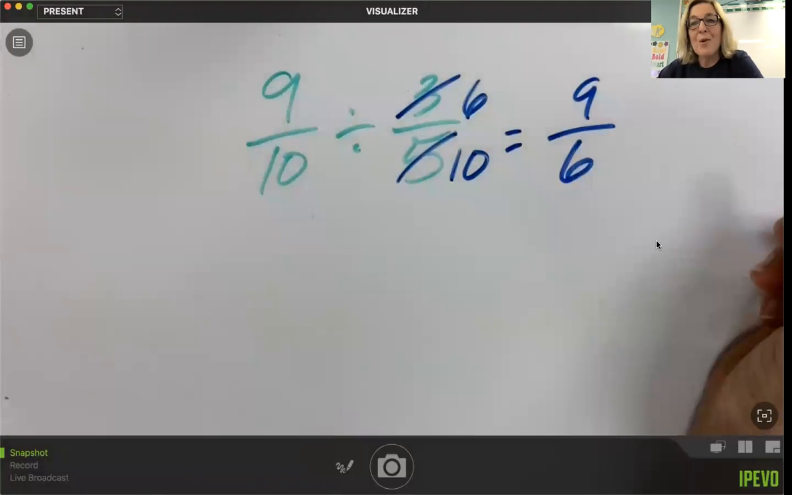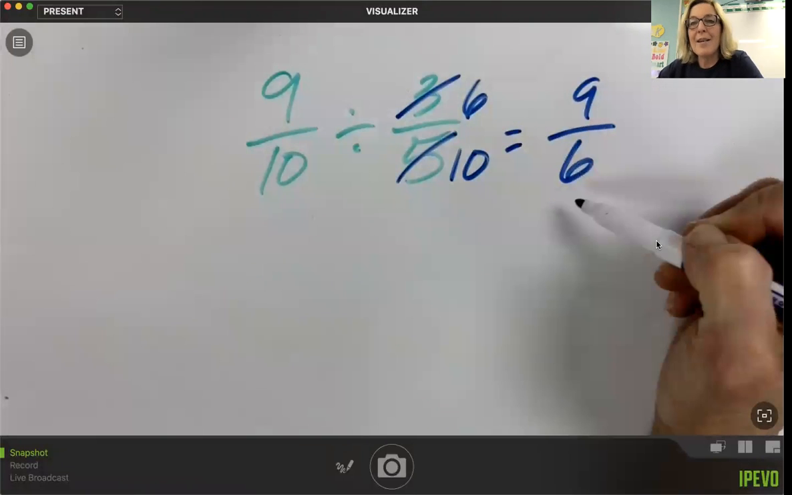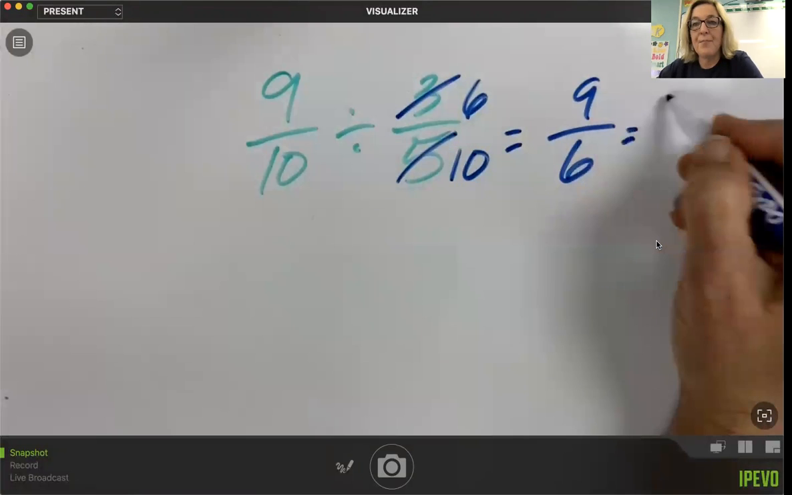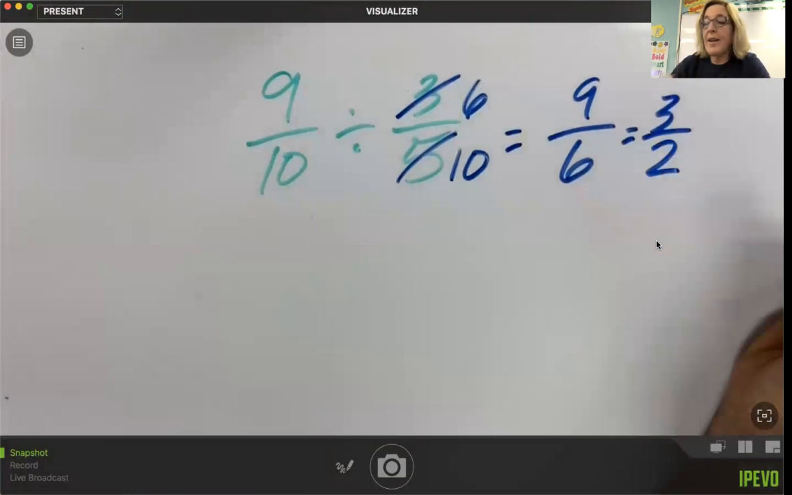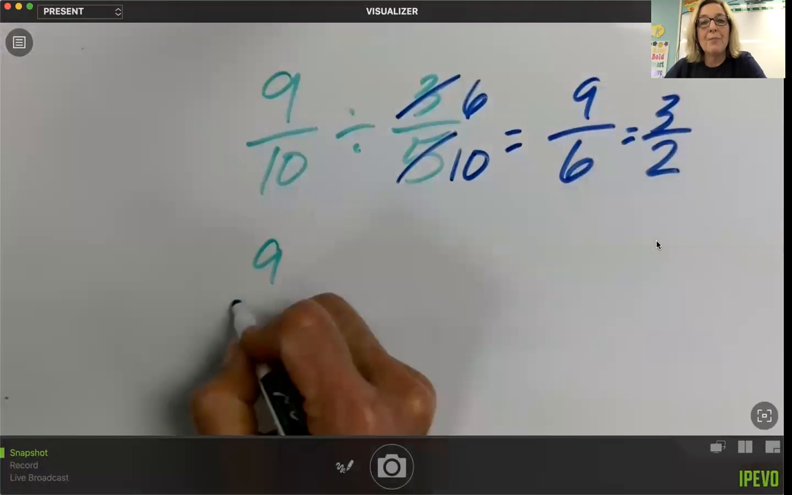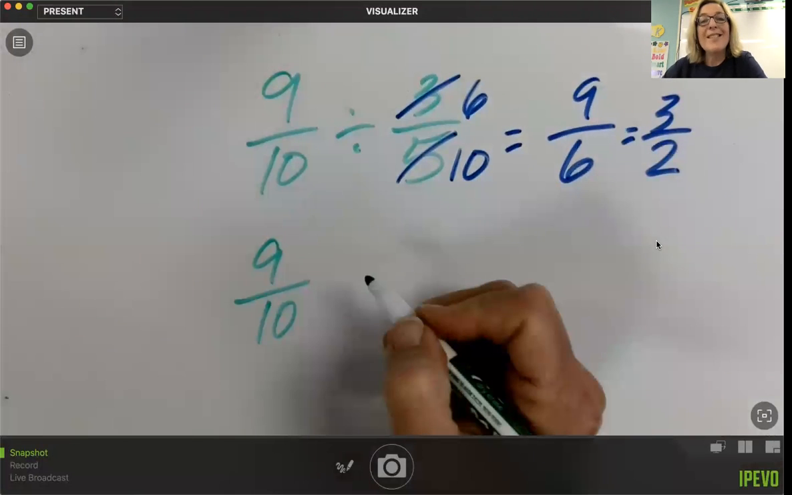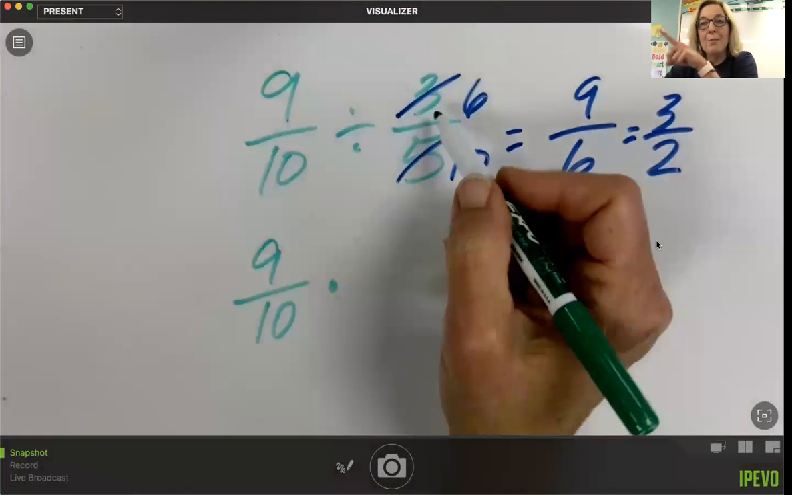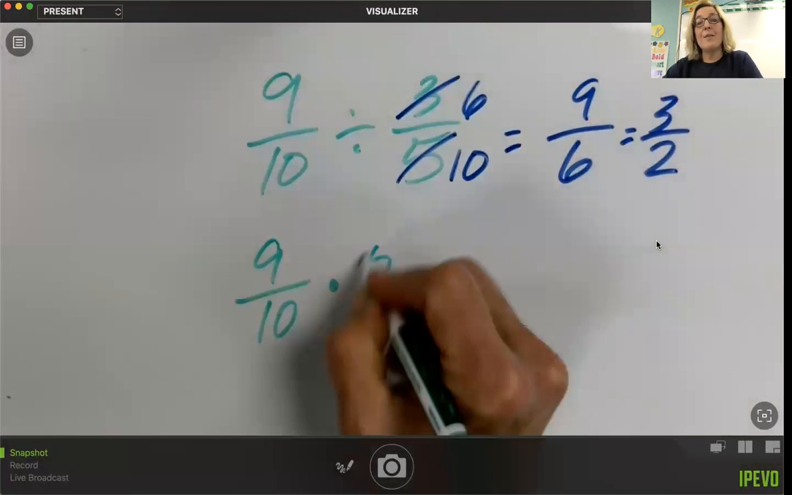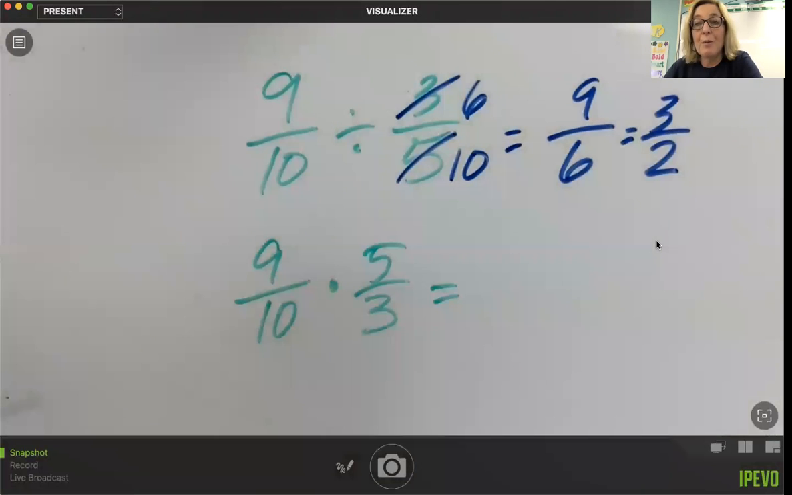9/6 in fraction form could be read as 9 divided by 6, and then this would need to be simplified to 3/2. Okay, now what if we changed it to a multiplication problem? Well, we would multiply by the reciprocal of 3/5, which would be 5/3. And now we have some opportunity to simplify before we multiply, right?